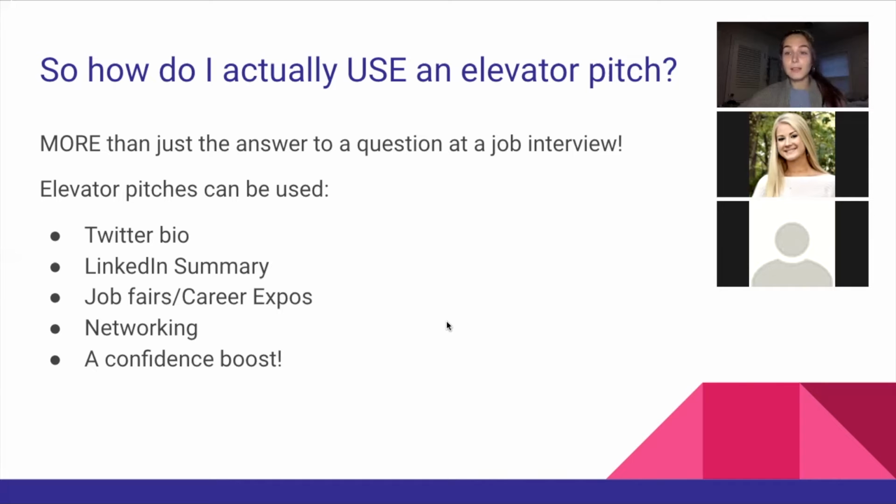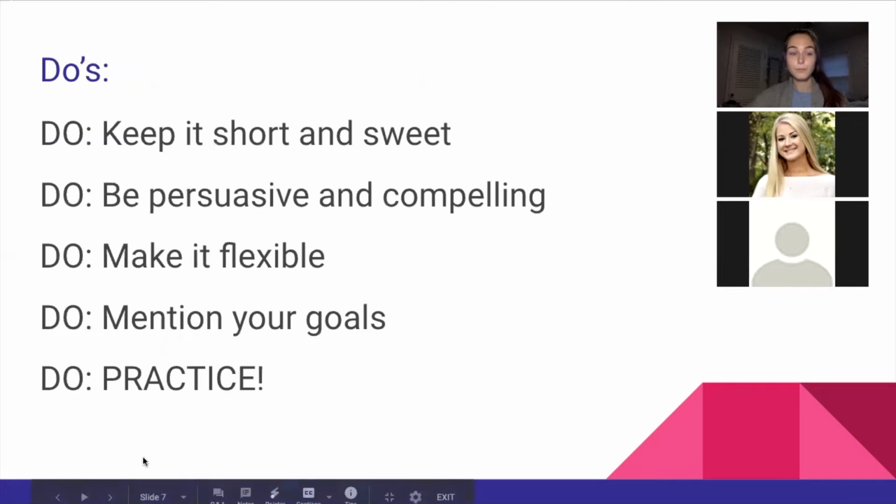And you can use it as a confidence boost, kind of a mantra. These are the things that I do, and this is what I'm good at, and this is what my goals are. So here are some different do's when you are writing your elevator pitch and when you are giving your elevator pitch. Some of the do's: you want to keep it short and sweet. You don't want to talk too long and bore them. You want to get right to the point, but you need to be persuasive and compelling. You need to make sure that you're really selling yourself and your abilities.